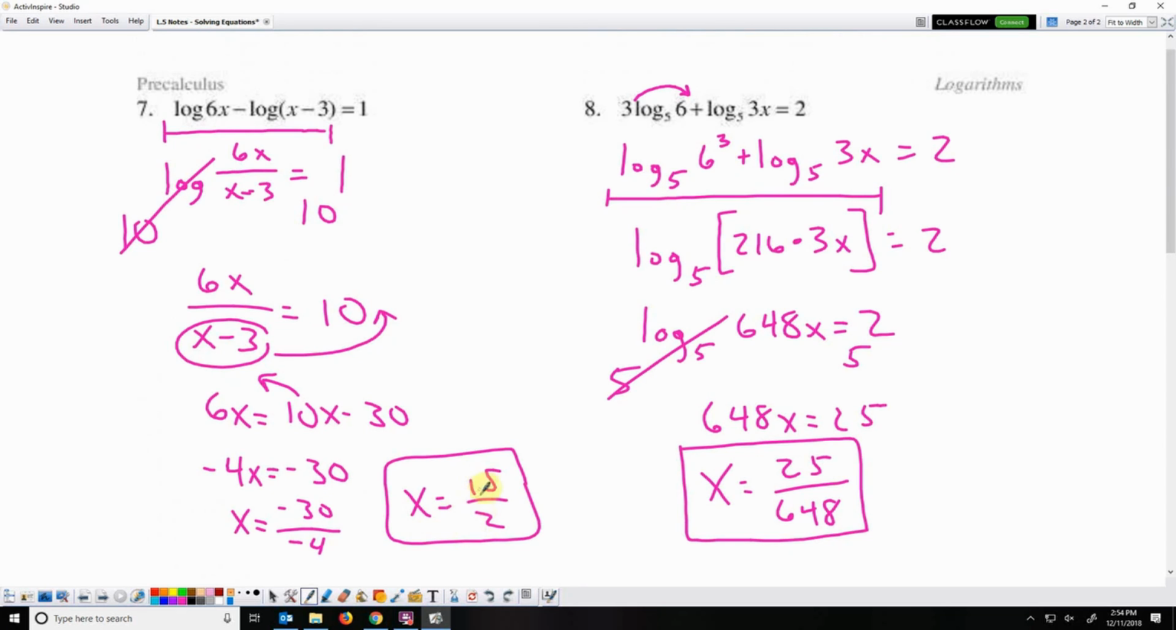So this 15 over 2 is 7.5. 6 times 7.5 is a positive number. 7.5 minus 3 is a positive number, so that is okay. 25 over 648 times 3 is going to give me a positive number, so that solution is okay, so I'm able to keep both of those.